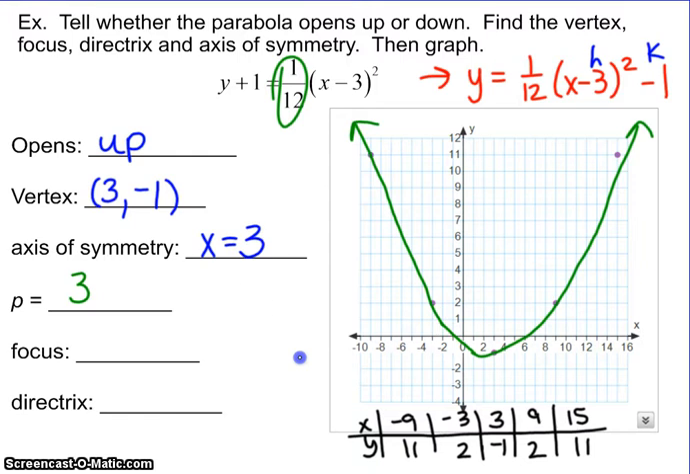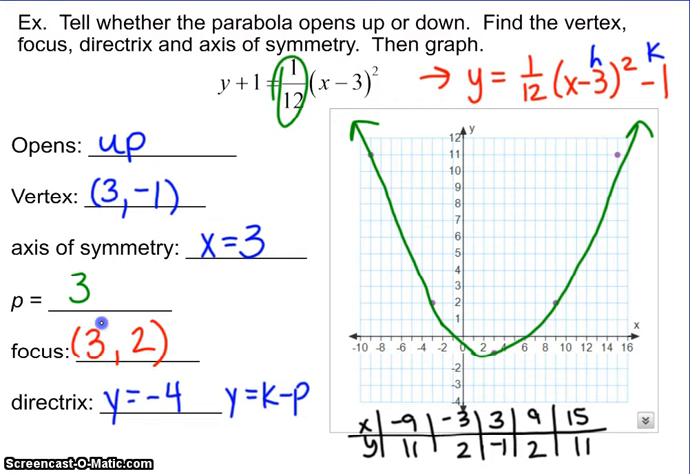Alright, so now let's find the focus. Remember, the focus is h, comma, k plus p. So h is 3, k is negative 1, so negative 1 plus 3 is 2. That's my focus. And the directrix is going to be y equals k minus p. So y equals negative 1 minus 3 is negative 4.